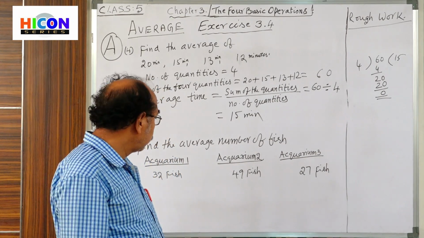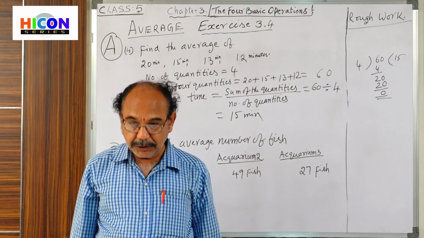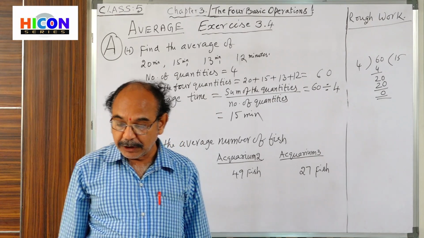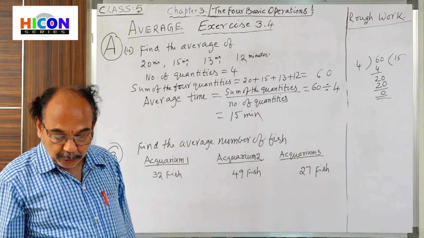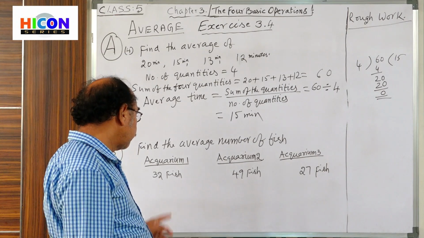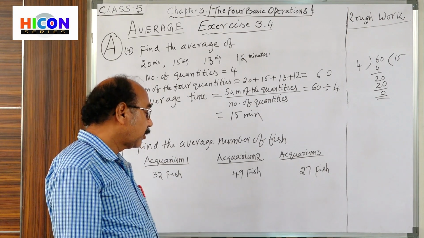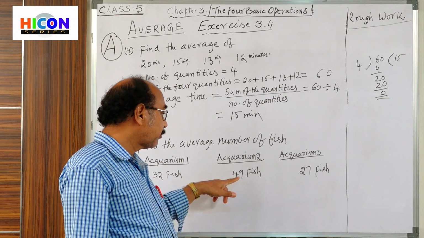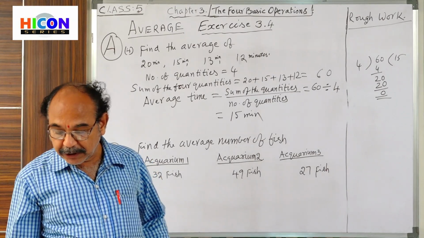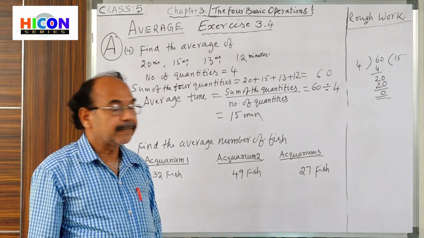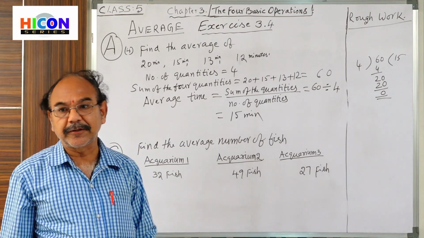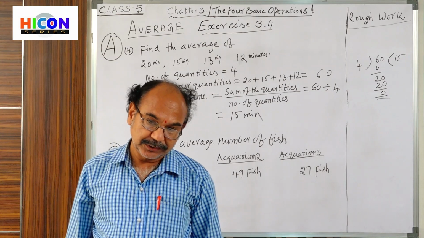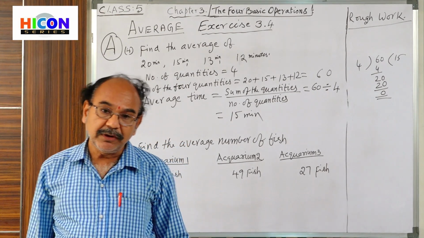In section B, here aquarium diagrams are there. See in the textbook. In the first aquarium, how many fishes are there? In the first aquarium, 32 fishes are there. In the second aquarium, how many fishes are there? 49 fishes are there. In the third aquarium, how many fishes are there? 27 fishes are there. Okay. Now find the average number of fish.